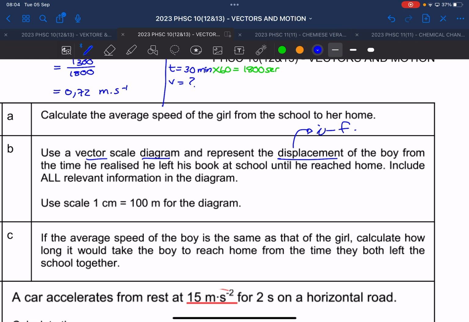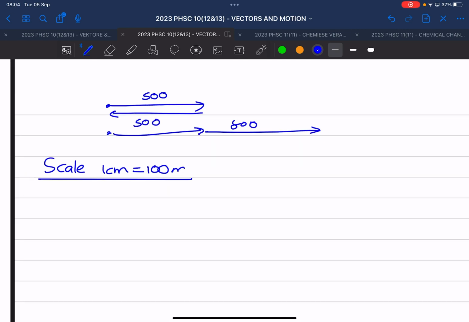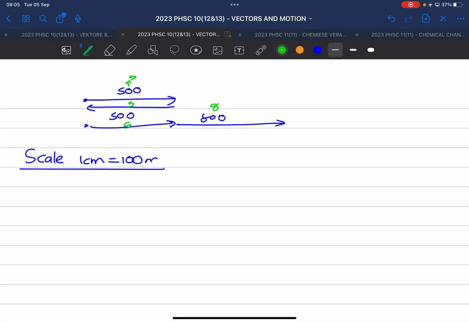Okay, and they say the scale must be 1 centimeter is 100 meters. So you start with your scale. 1 centimeter is equal to 100 meters. Okay, so this 500 will be 5 centimeters, 5 centimeters, 5 centimeters, 8 centimeters. Yeah? Okay, right.